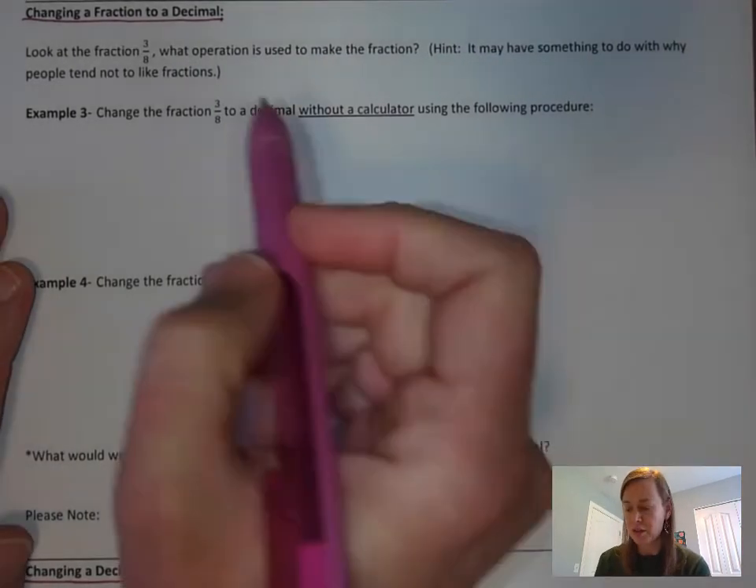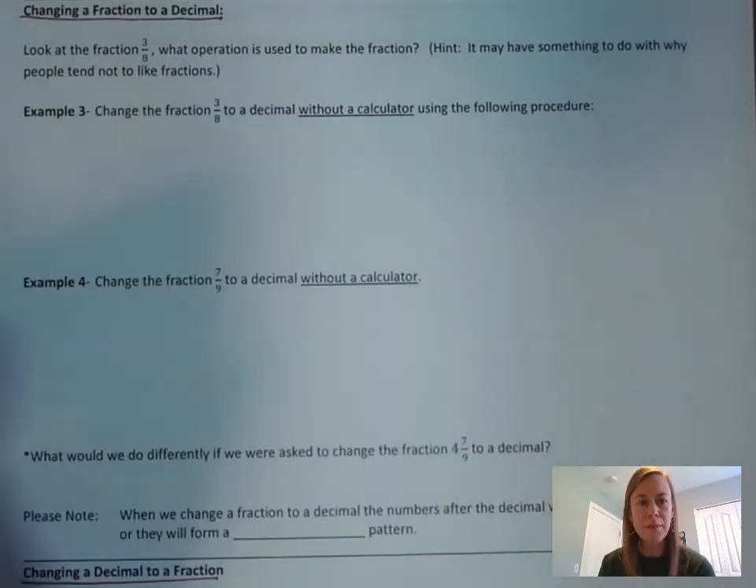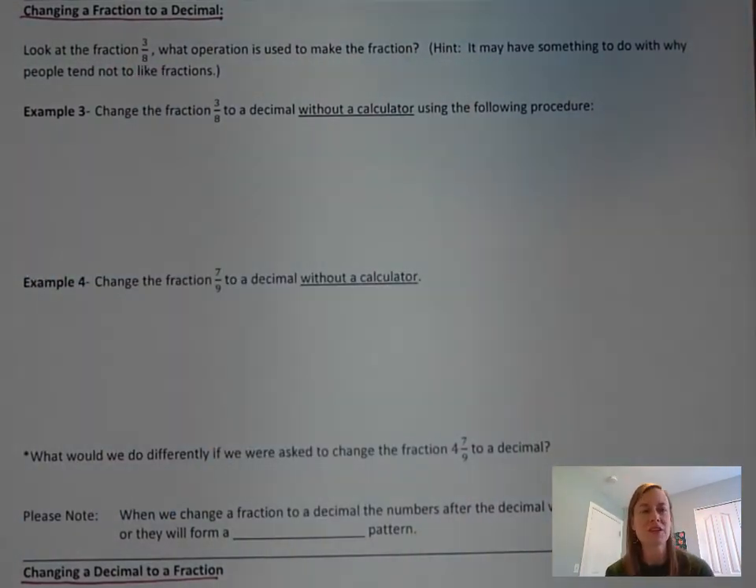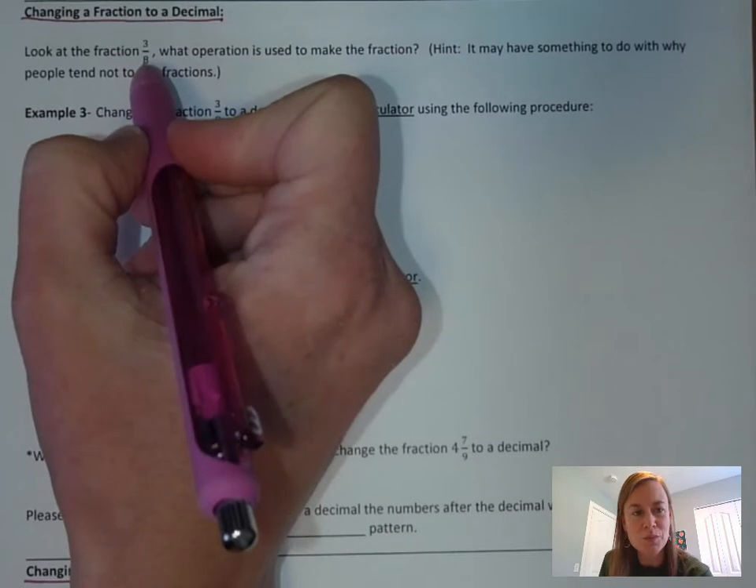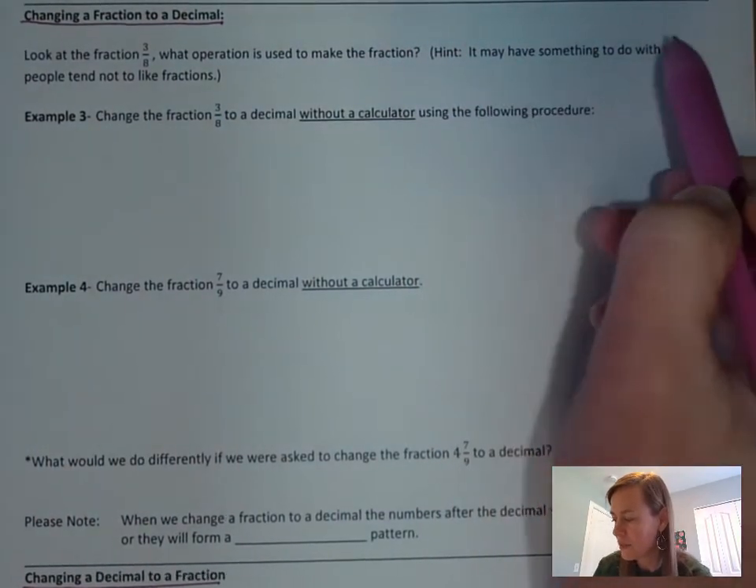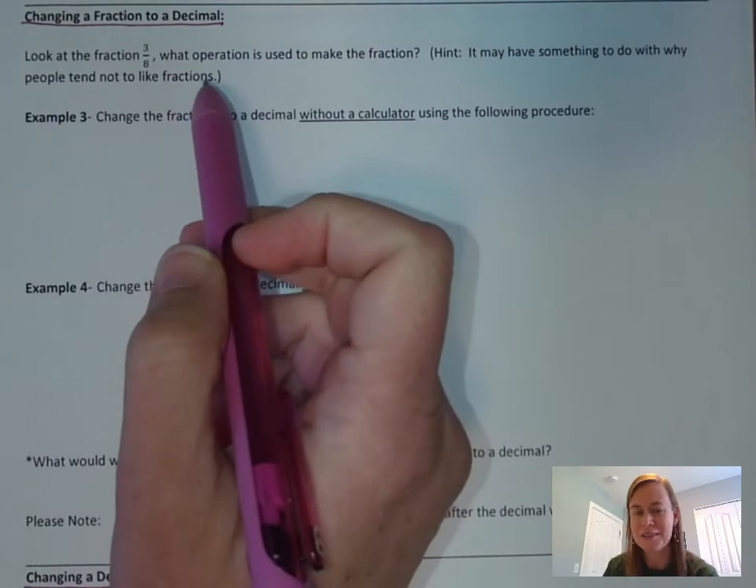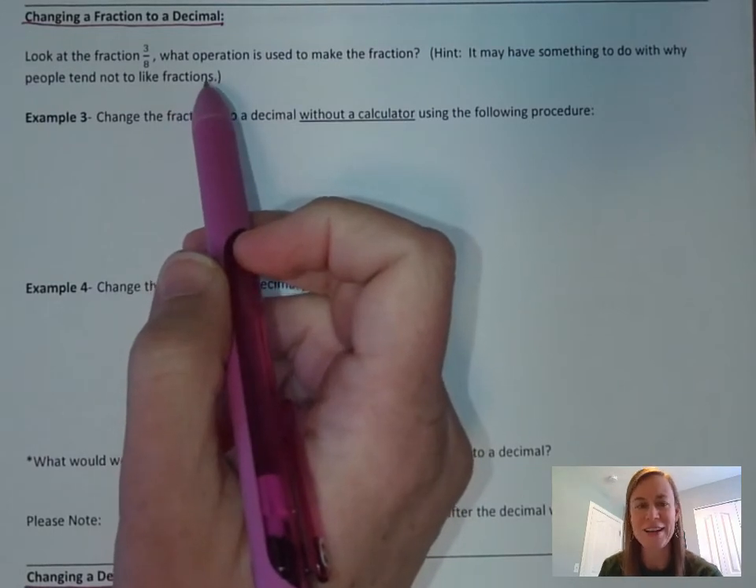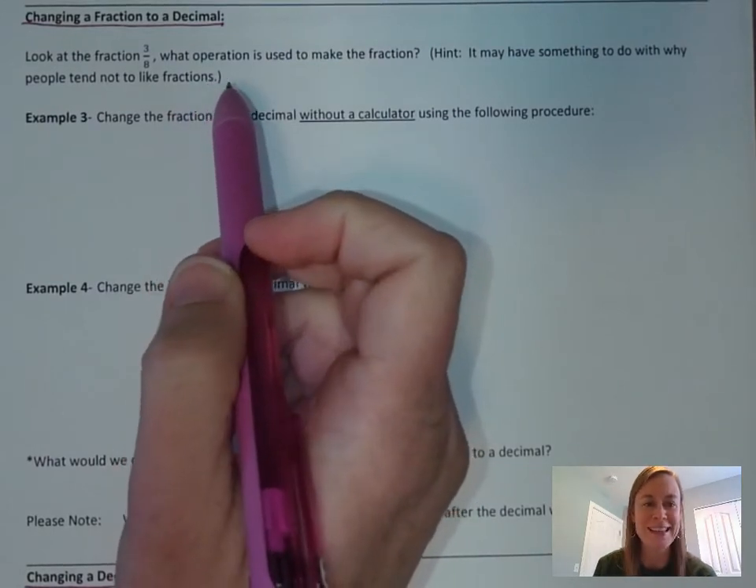Look at the fraction 3/8. What operation is used to make the fraction? So as we've talked about, a fraction is kind of the same thing as a division problem. So it says hint, it may have something to do with why people tend not to like fractions. Again, it's like trying to tell you you don't like fractions. I don't know what's up with this.